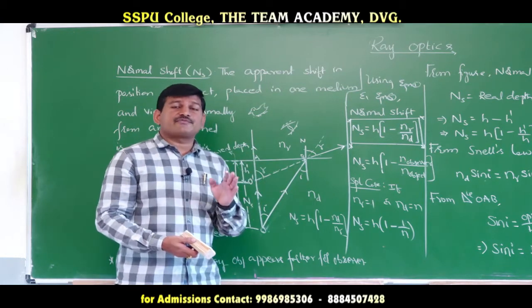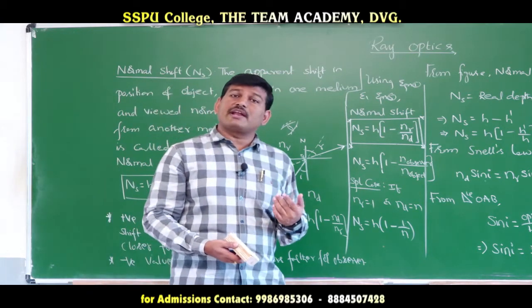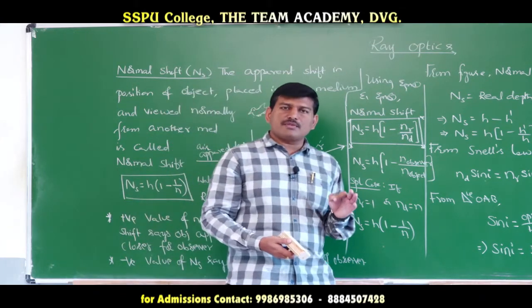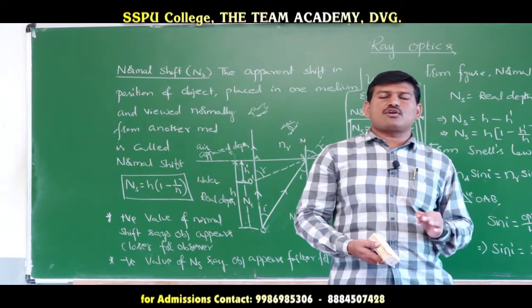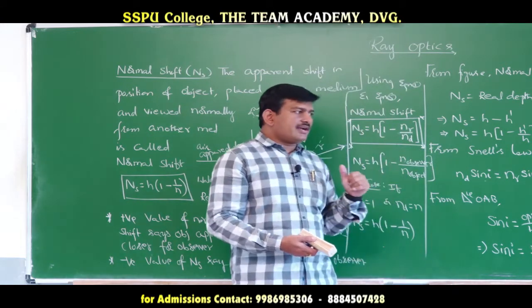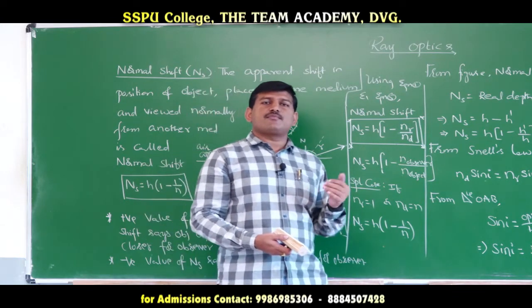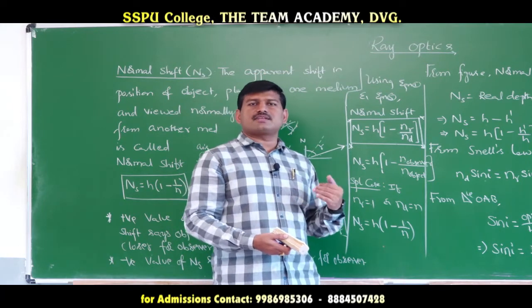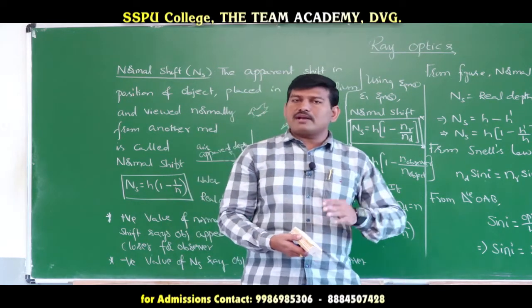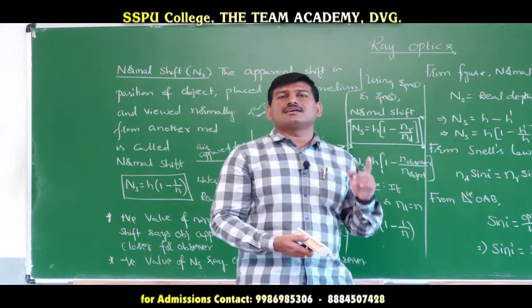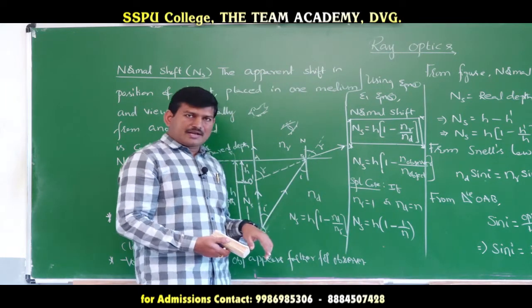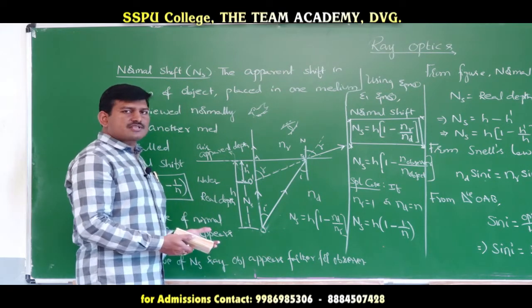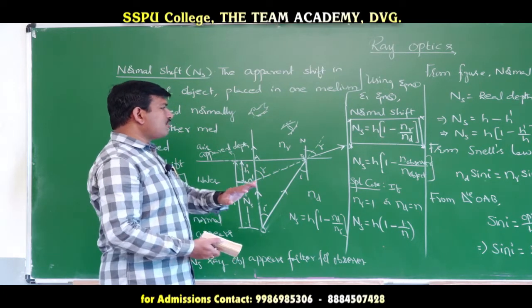Can you have normal shift positive value? Yes. Can we have normal shift negative value? Yes. Can we have normal shift 0 value? Yes. So normal shift may be positive, may be negative, may be 0. 0 value of normal shift says that the two media, that means the observer medium as well as the object medium, are the same. The positive value of normal shift says that object is in denser medium and observer is in rarer medium. Negative value of normal shift says that object is in a rarer medium and observer is in denser medium. So for positive value of normal shift, object appears closer. For negative value of normal shift, object appears farther. So this is about the normal shift.